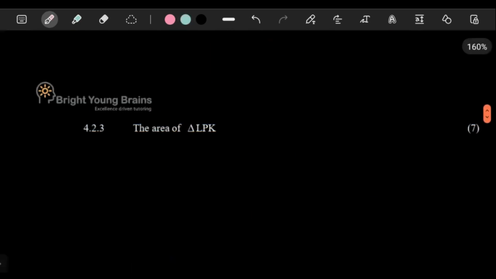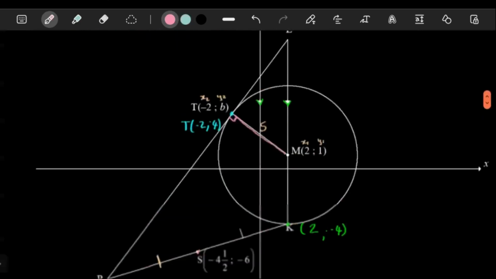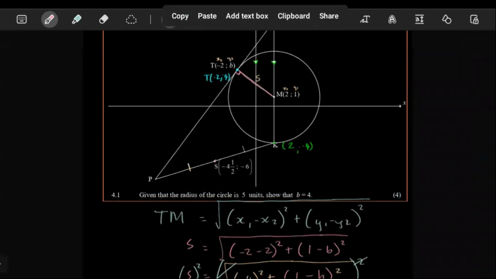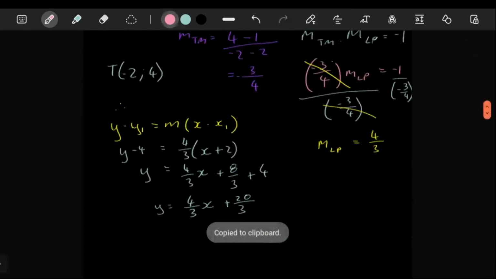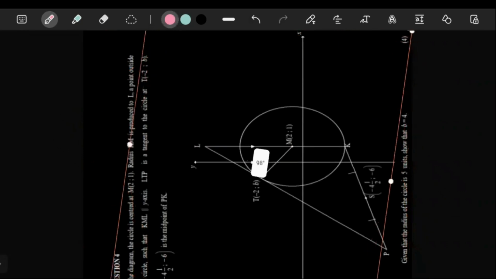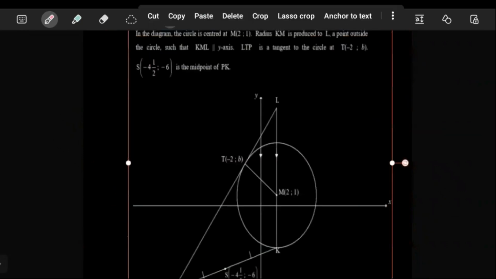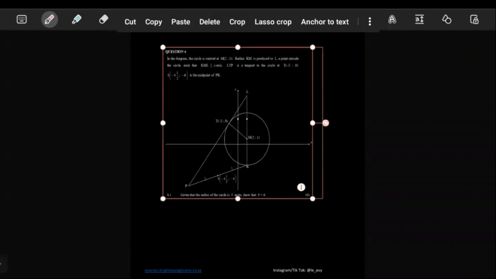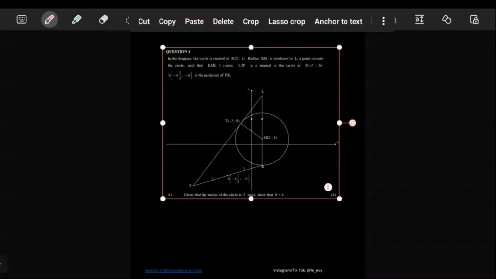We want the area of LPK now. Where is LPK? So the interesting thing about them wanting the area of LPK, right? Let's put here LPK, paste. Crop. Why is it shrunk like this? It's looking weird, eh? Yeah, much better.